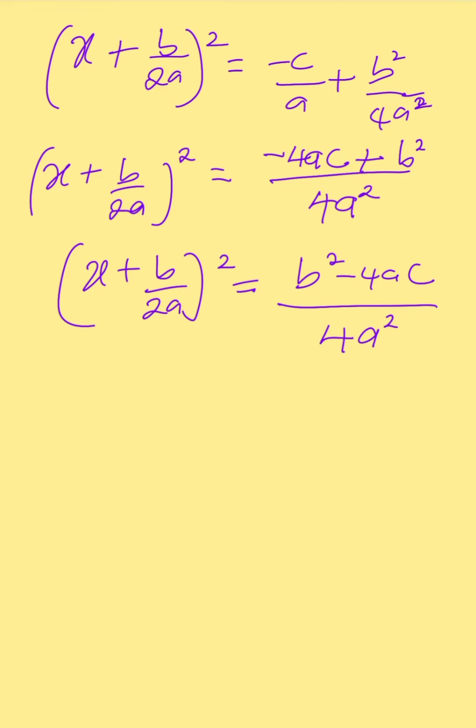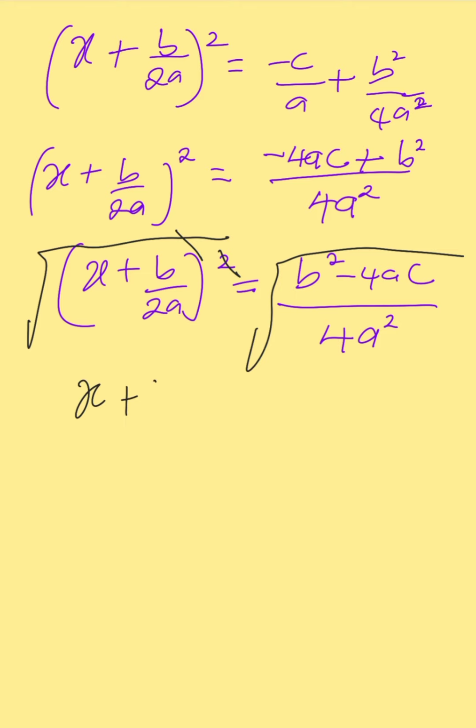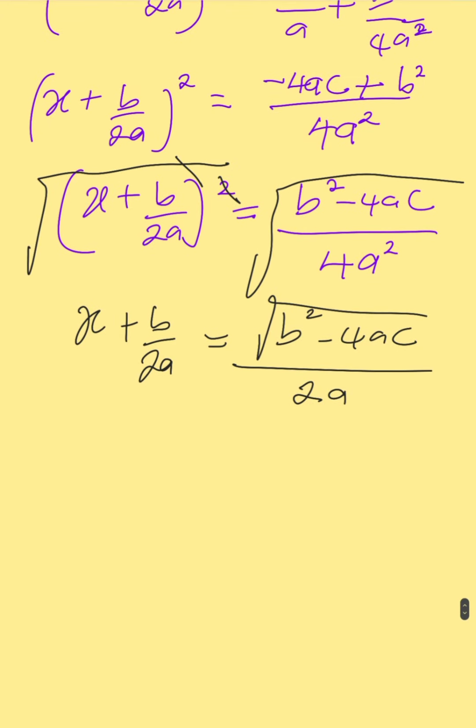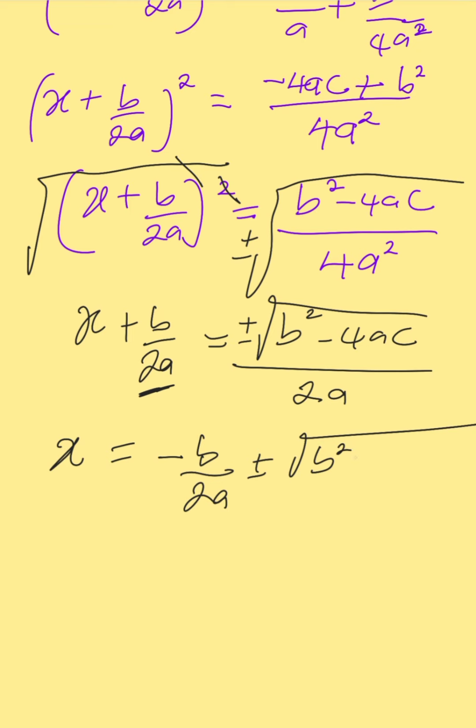Then you can decide to take the square root of both sides, so that the square will go away. You take the square root of both sides. This will cancel out, leaving us with x plus b over 2a is equal to the square root of b squared minus 4ac over the square root of 4a squared, which is 2a, since the square root of 4 is 2 and the square root of a squared is just a. Then you can decide to bring this to the right hand side. You have that x is equal to minus b over 2a. Remember, anytime you take square root, you have plus or minus the square root. Plus or minus the square root of b squared minus 4ac all over 2a.